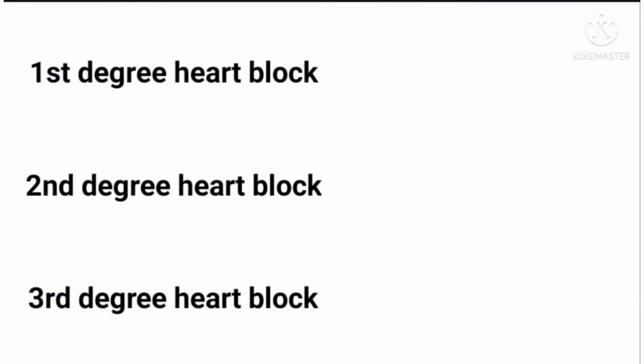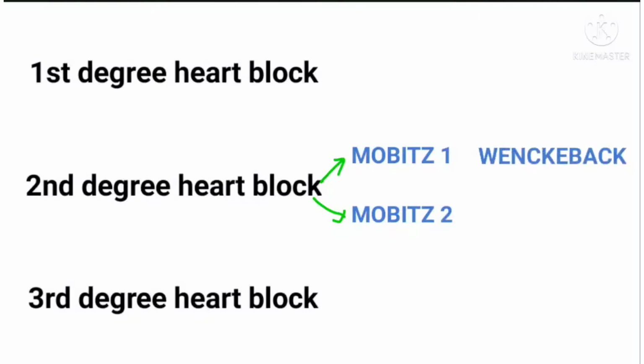Depending upon the type of block in the AV node, this atrioventricular heart block can be divided into three types: first degree heart block, second degree heart block, and third degree heart block. This second degree heart block is also divided into two types. First is Mobitz 1 heart block and second is Mobitz 2 heart block. This Mobitz 1 heart block is also called Wenckebach's heart block.